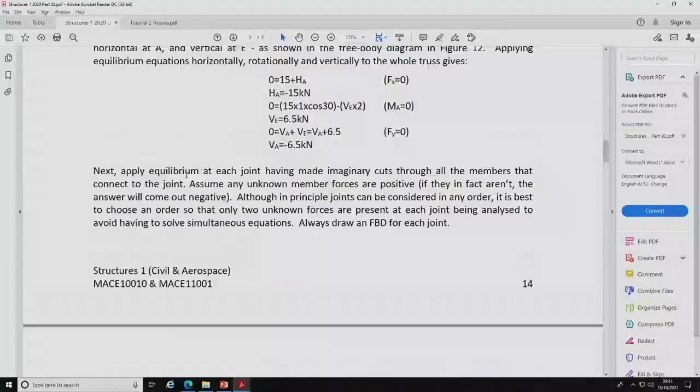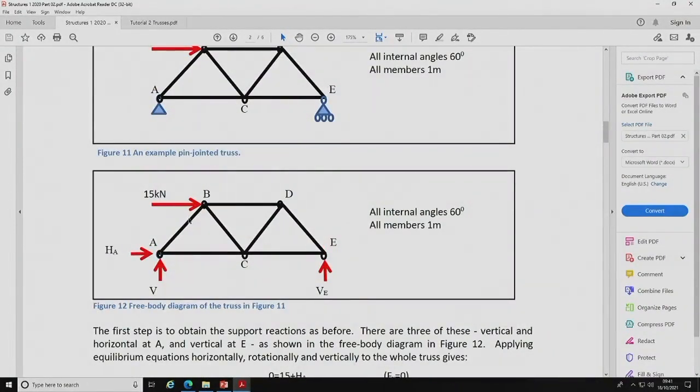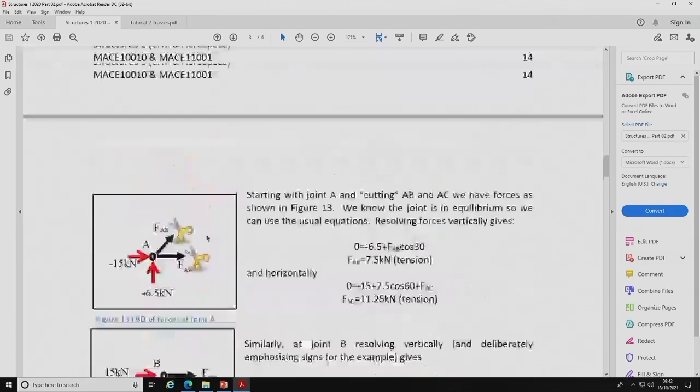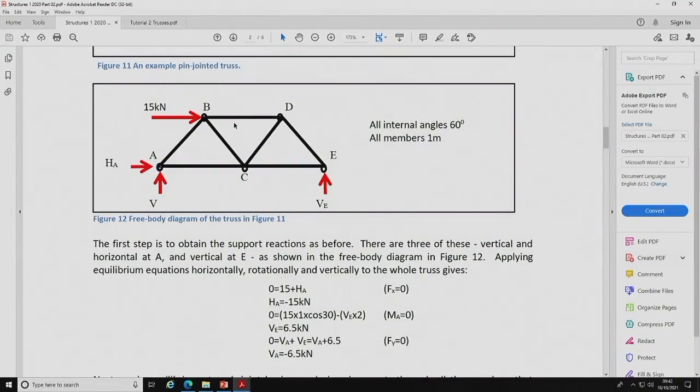Now, of course, at joint B, we have to make three cuts, one at AB, one at BC, one at BD, to isolate that joint. You'll get two other forces, FBD and FBC, and again we use the equilibrium equations. If you do the vertical one first, you'll get FBC. And once you get FBC, you do FBD by doing the horizontal force equilibrium, and you get those two forces. You see now, FBC is under compression, minus 7.5 kilonewton, and so is FBD. So these two members take 7.5 kilonewton force, but under a push type of force, under compression.